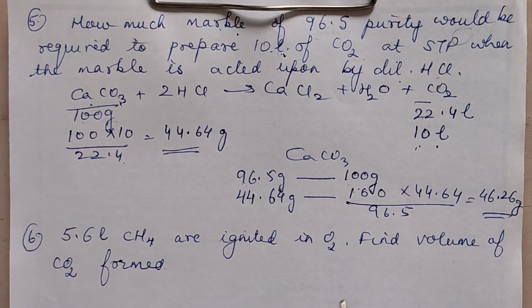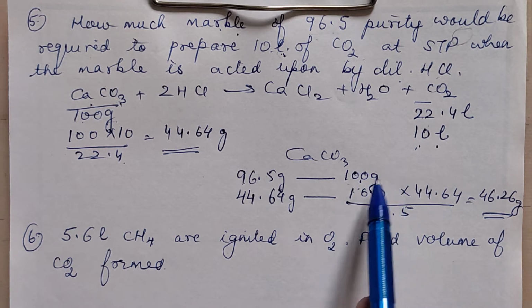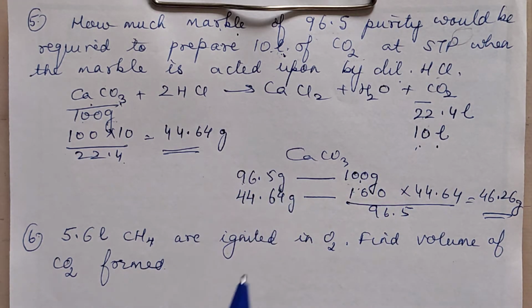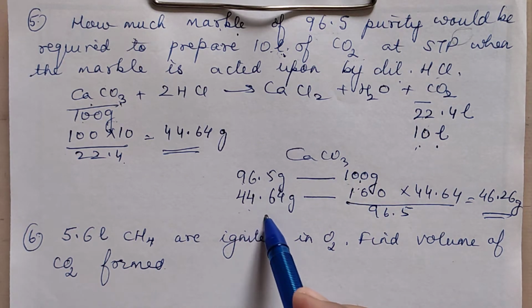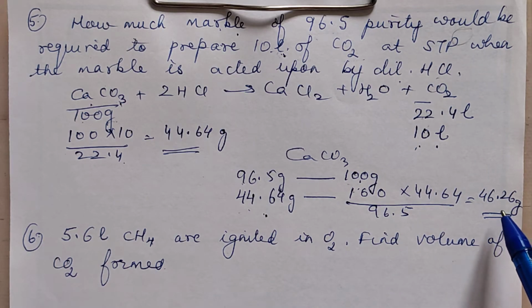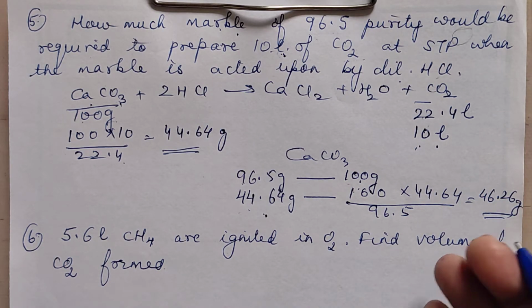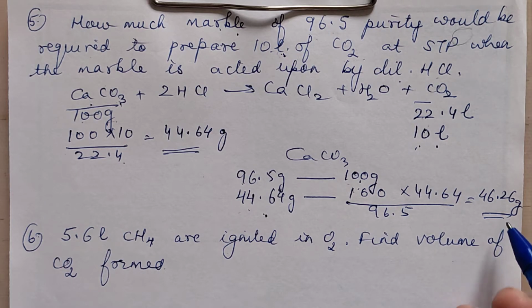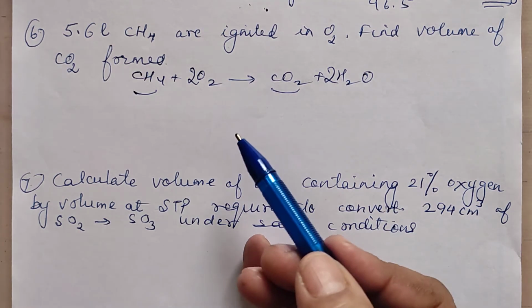Got it? If you take 100 gram, you will have only 96.5 gram. That is the actual thing required. What is our actual weight required? 44.64. Obviously, because it is not pure, you will require more quantity of it. So this much will be required. Clear? Now moving on to the next question.